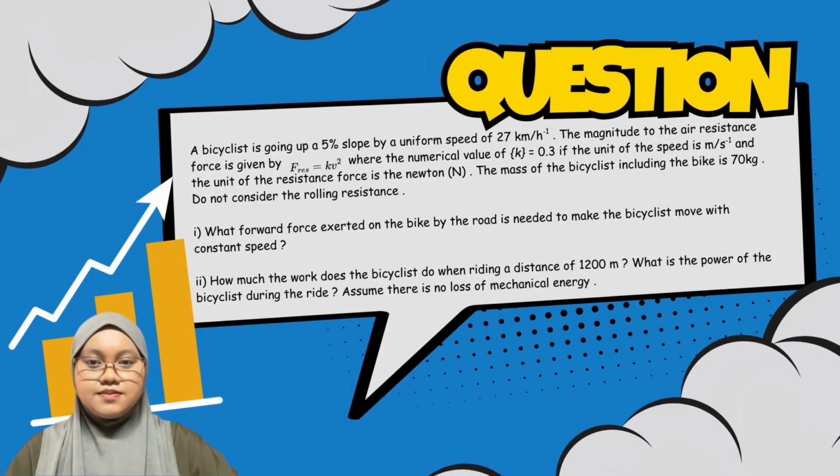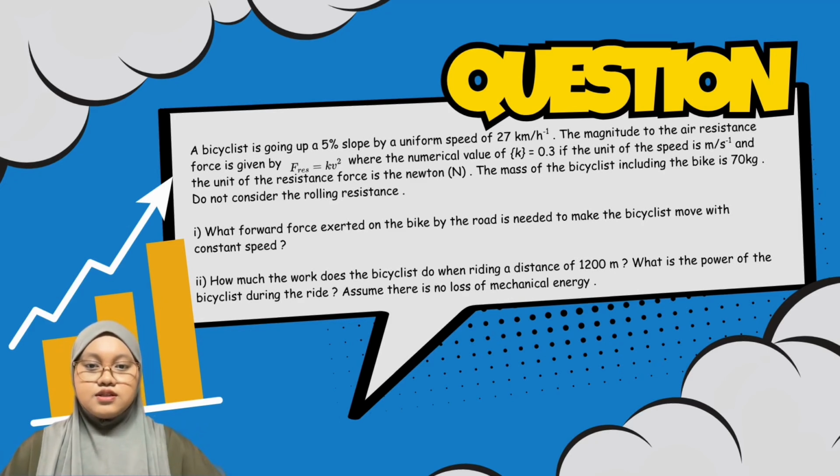The question is: a bicyclist is going up a 5% slope at a uniform speed of 27 km per hour. The magnitude of the air resistance force is given by F resistance equals kV squared, where the numerical value of k is equal to 0.3. If the unit of the speed is meters per second and the unit of the resistance force is the Newton, the mass of the bicyclist including the bike is 70 kg. Do not consider the rolling resistance.